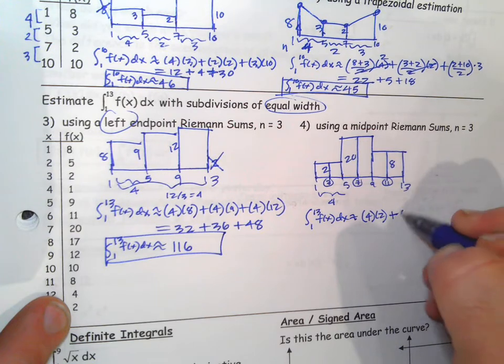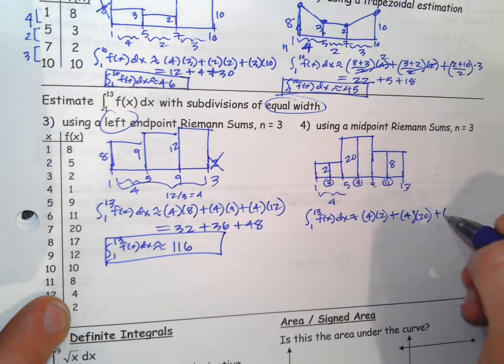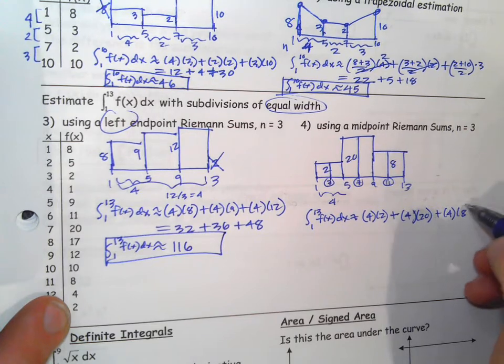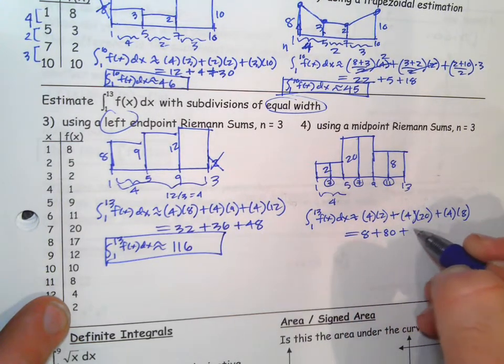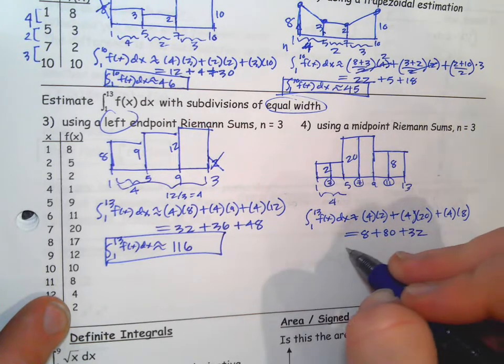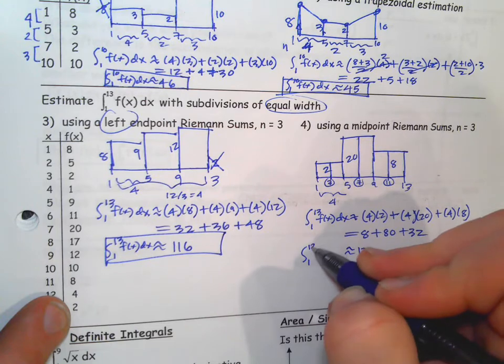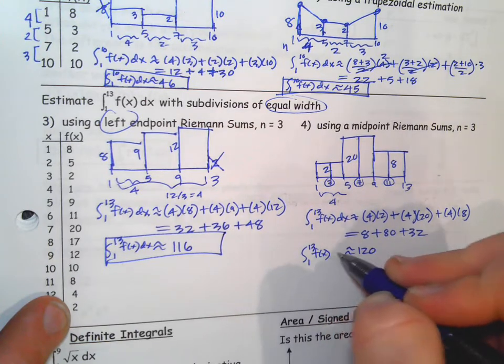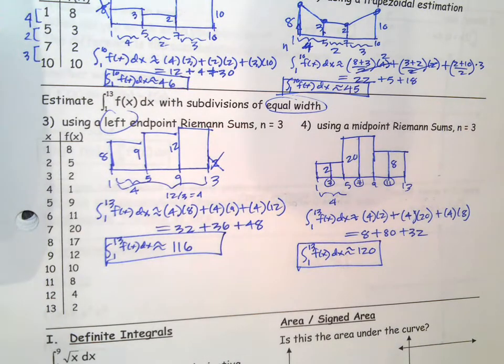Base times height, 4 times 20. Base times height, 4 times 8. So we're going to get 8 plus 80 plus 32, which is 120. So that's just some good practice for what we've been doing in Unit 1.